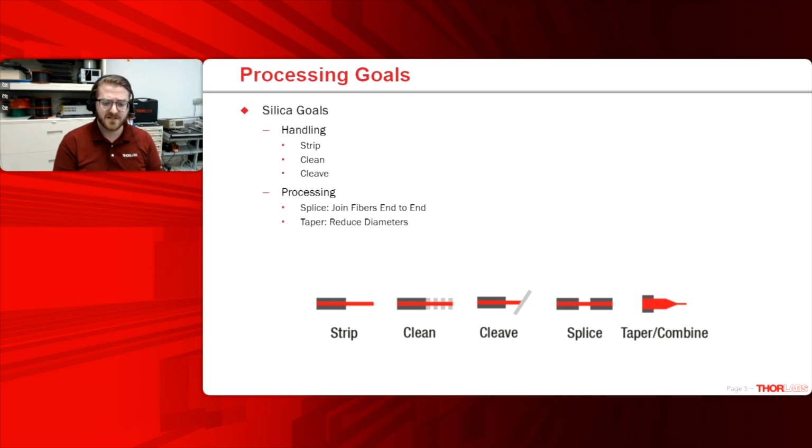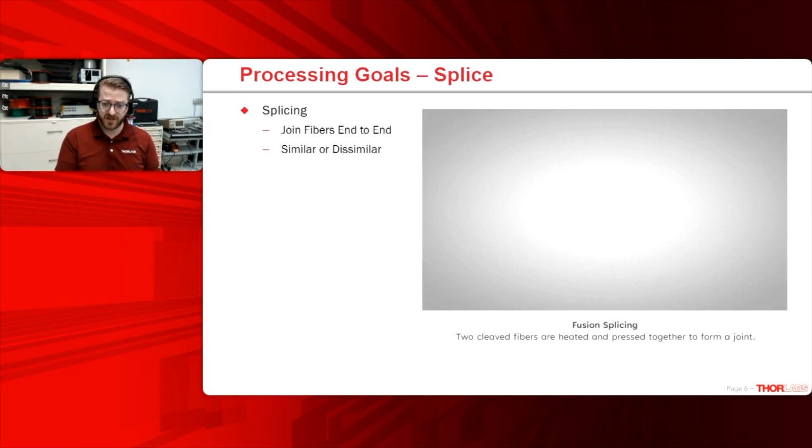So for handling, that's going to be how to prepare the fibers for processing, stripping off the coating, cleaning away any residue, and then getting a good cleaved end face. And then processing is going to be splicing and tapering. Those are really the building blocks to make anything out of fiber.